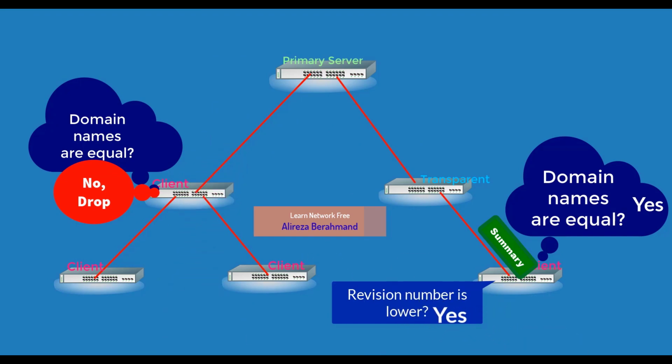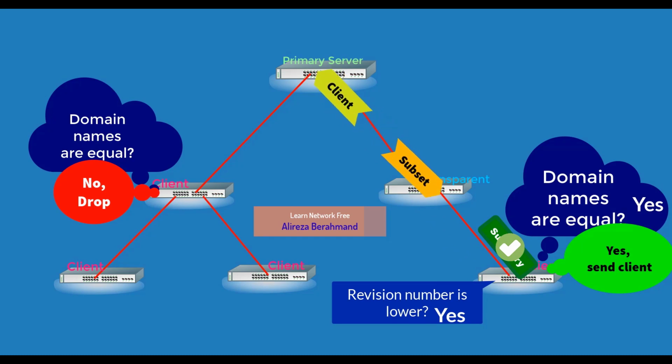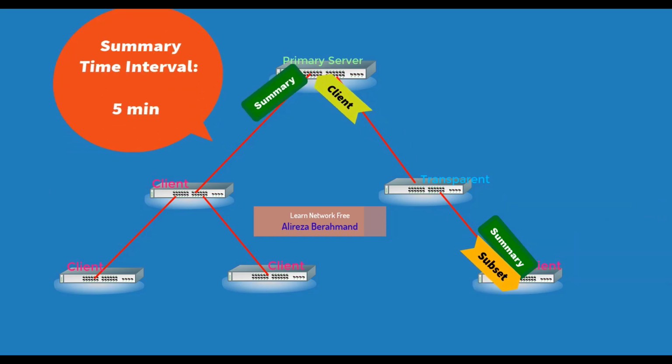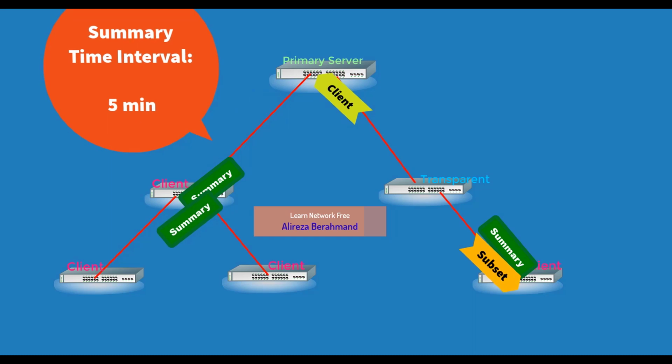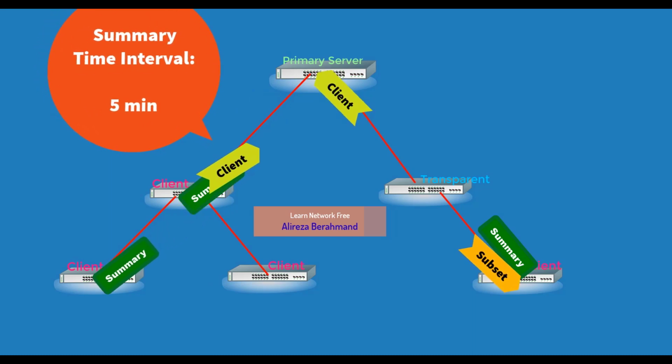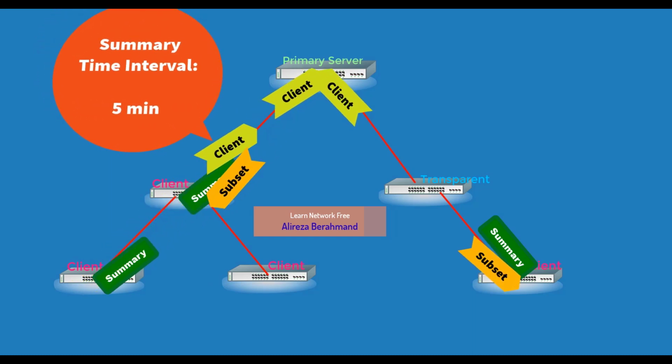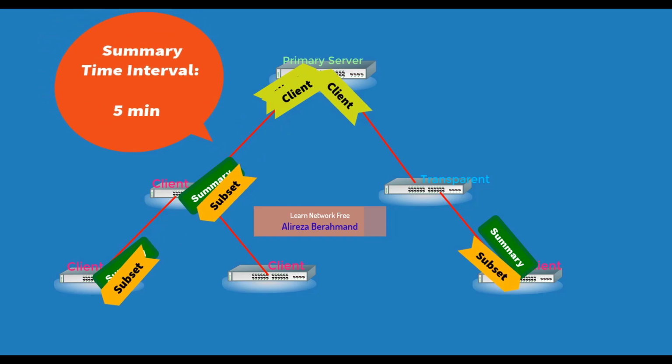If it is lower, an advertisement request named client request is sent to the server, and the server, after receiving the client request, sends subset for doing assimilation. Summary packets are sent every 5 minutes and also when something is changed in the server. In VTP v3, you can have just one primary server in a topology.